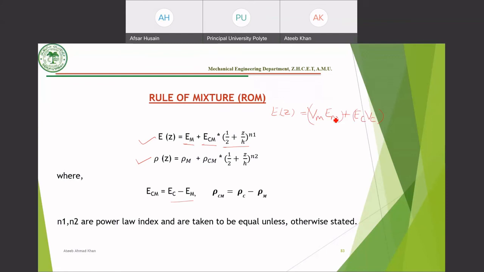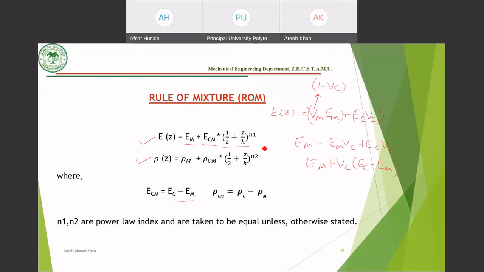Now if you put the value of volume fraction of metal over here, which is 1 minus Vc, you will get this equation. So this will be transformed as Em, which is the Young's modulus of metal, minus Em into Vc plus Ec into Vc. So if you take Vc as common, you will get Ec minus Em.